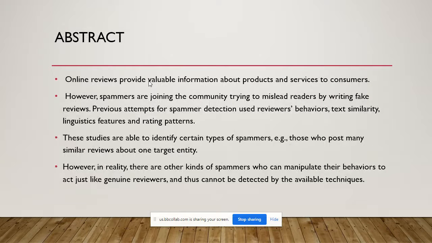So, coming to the abstract of the paper, online reviews provide valuable information about products and services to customers. Some spammers are trying to disrupt this by writing fake reviews. Earlier studies used text similarity, linguistic features, and rating patterns. These studies are able to identify certain types of spammers, like those who put many similar reviews about one target, such as using similar keywords in different reviews. By that they have found some of those spammers.